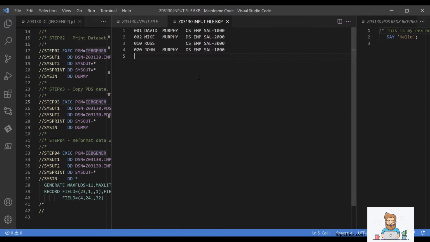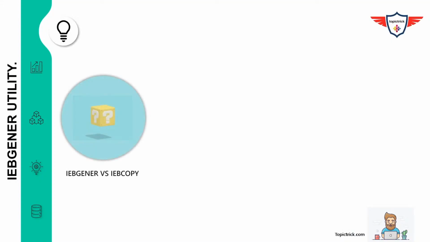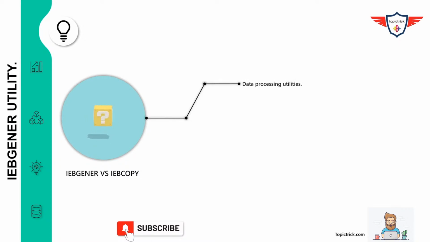So this is how you can use the IEBGENER utility in JCL to create, reformat or take backups of non-VSAM sequential datasets. Now coming back to our original question, what is the basic difference between IEBGENER and IEBCOPY? Well, the correct answer is that both utilities are used for data processing. The IEBGENER utility is used for non-VSAM sequential datasets.